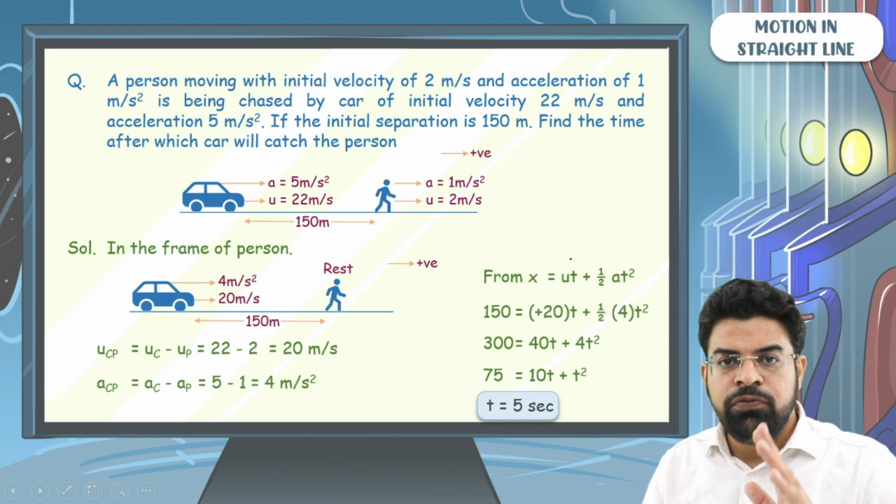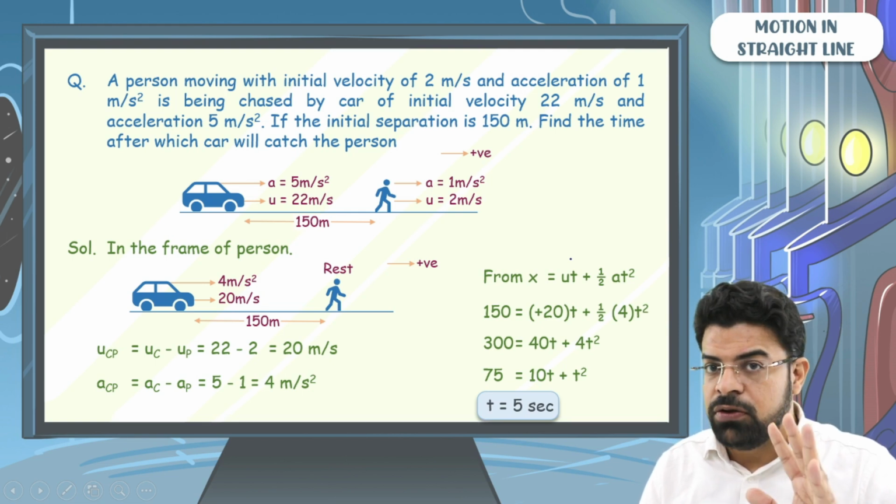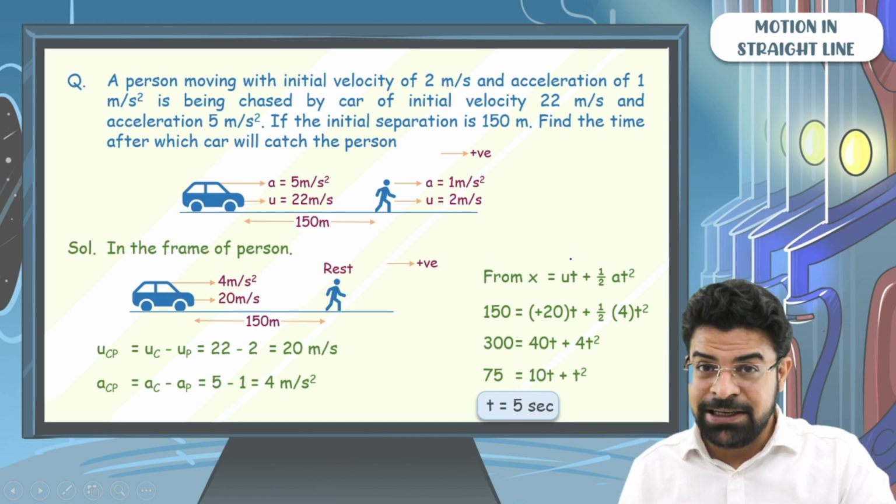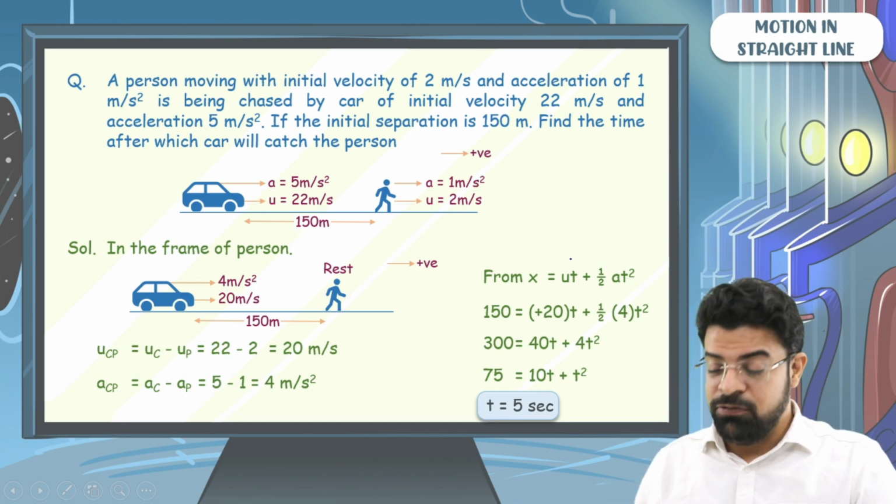So this is how we use relative motion to solve the questions of 1D. Now let's see a crazy case about relative motion in 1D.